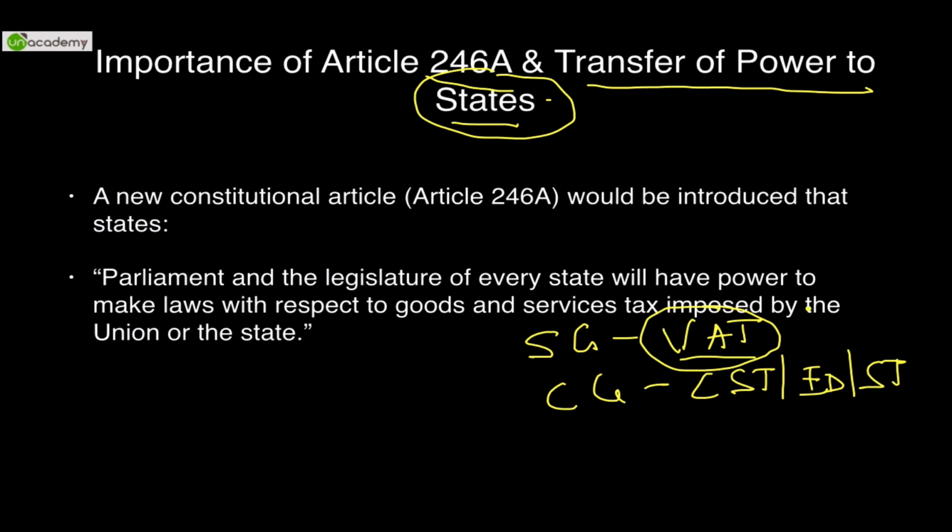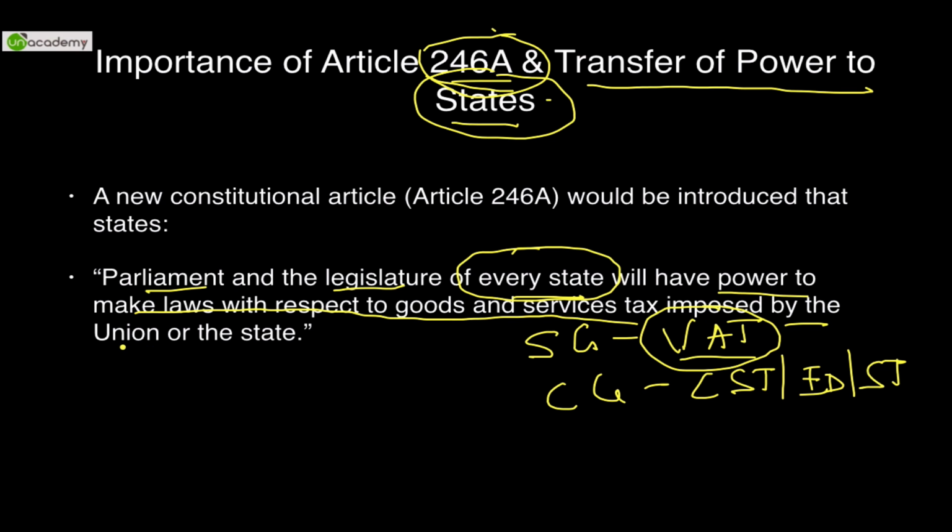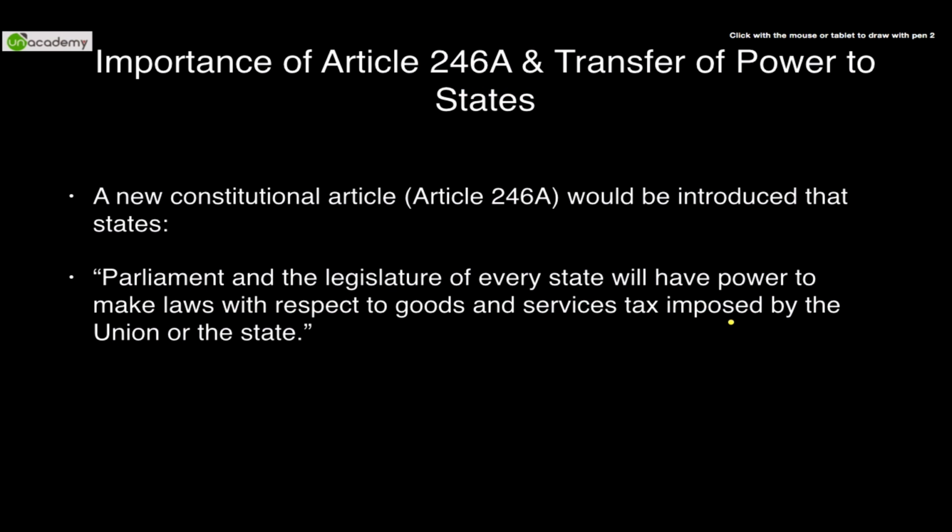So, a need for a constitutional provision under Article 246A will transfer certain powers into the hands of state governments. So, let's see what it would state. The Parliament and the legislature of every state, mind you, every single state of India, will have the power to make laws with respect to goods and services tax imposed by the Union or the state. So they would have the opportunity to chip in and to fix the taxation rates so that when VAT is abolished, they do not lose out on their revenue in terms of GST. So this is the importance of Article 246A.